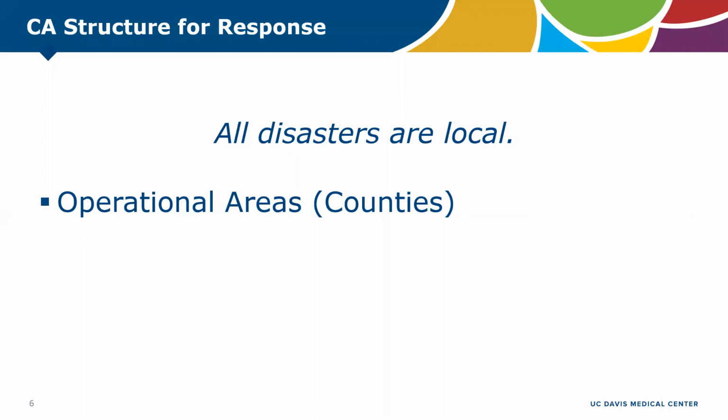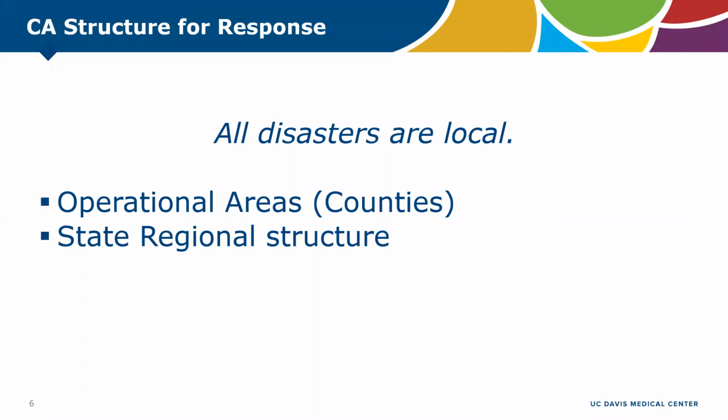If your city or your county is standing up their structure, that's where they would like to plug you in. And then there's a state regional structure. California has 6 regions, and this is mainly for healthcare response, but sometimes they activate it for others when they need mutual aid. If your county gets overwhelmed, your operational area is overwhelmed, or your city, and you need to go outside of your locality to get more resources, people, equipment, ambulances, they're going to go to the regional structure. And so they'll ask for that first.